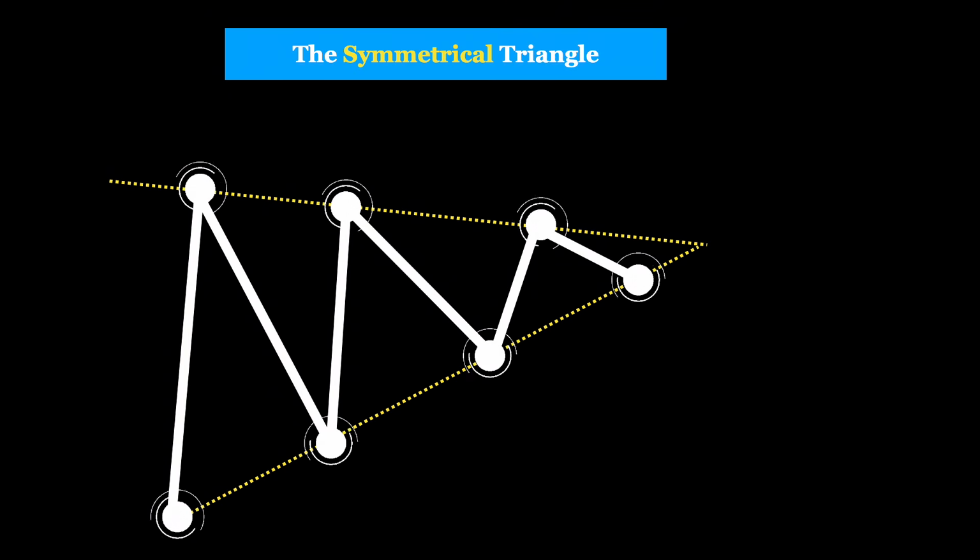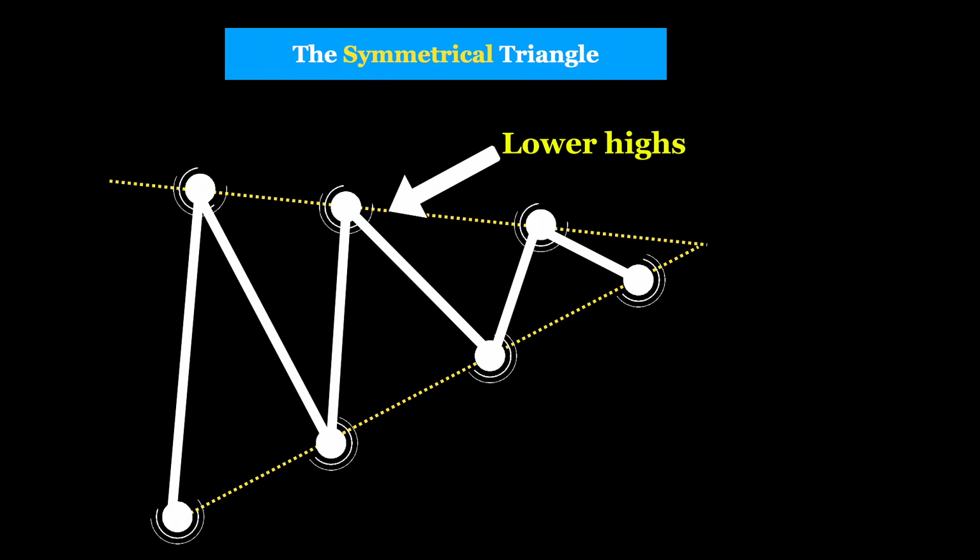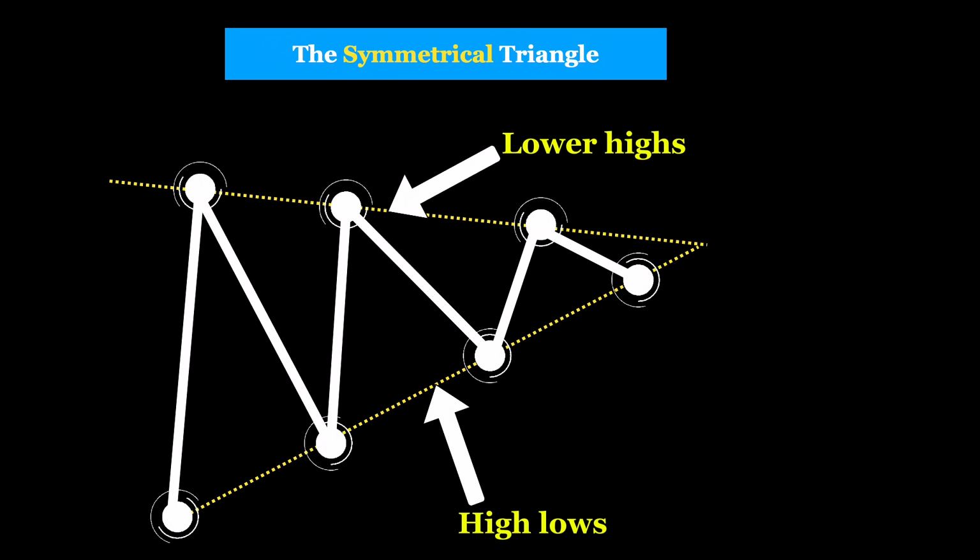Here's how it forms. Price is in an uptrend. The top side of the triangle shows lower highs, forming a descending trend line. The bottom side shows higher lows, forming an ascending trend line. The pattern reflects a tightening range. As buyers and sellers battle for control, price gets squeezed into the apex of the triangle.